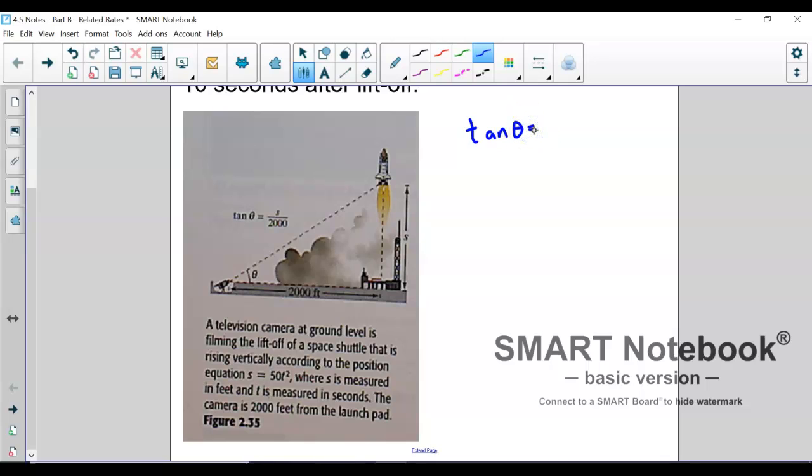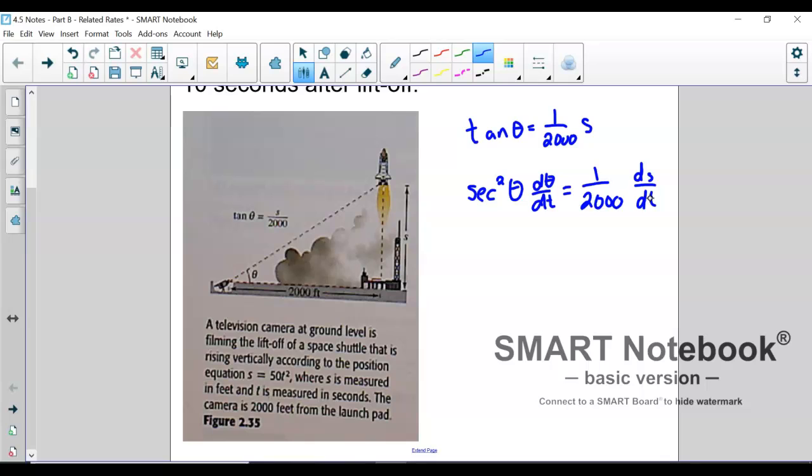And I am going to write this like this. Instead of writing S over 2,000, I'm going to write 1 over 2,000 times S. That's just going to make our derivative a little bit easier to take. So we are going to take the derivative of both sides here. When we take the derivative of tangent, we're going to get secant squared theta, and we must put a d theta dt with that. And then the derivative of 1 over 2,000 S is just 1 over 2,000, but we must put a ds dt with that. So this is our derivative that we have here.